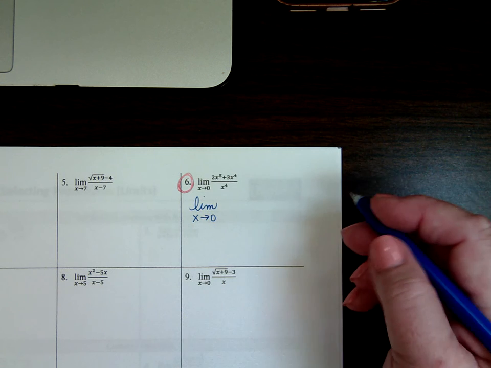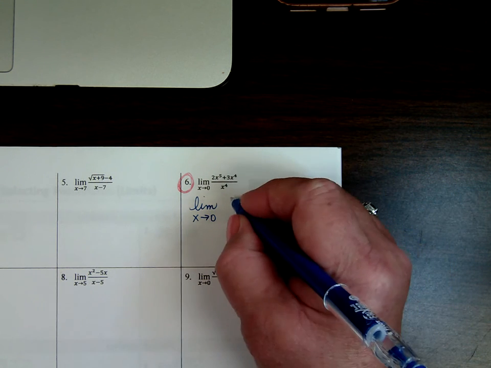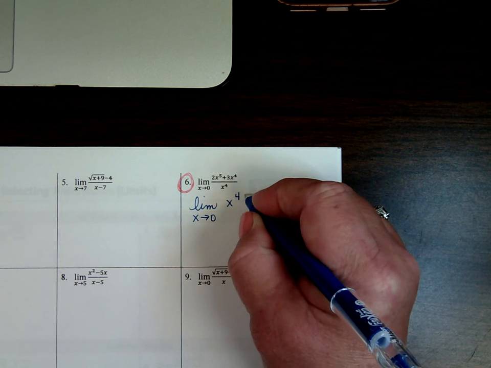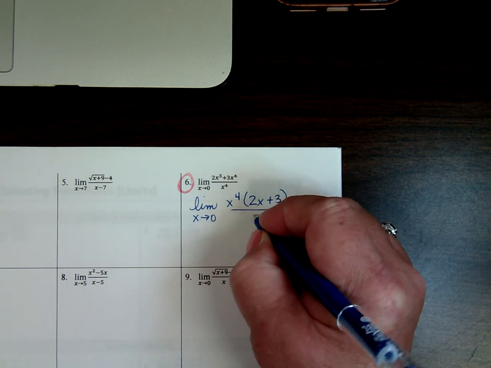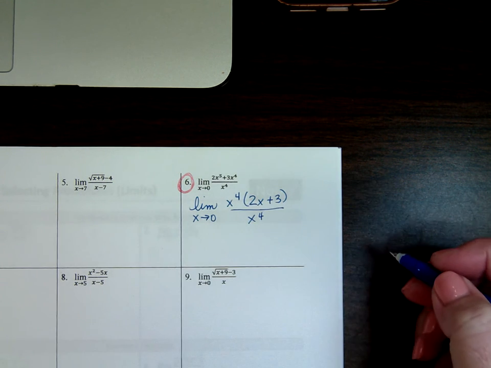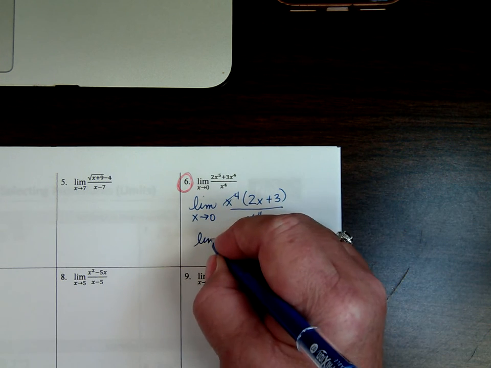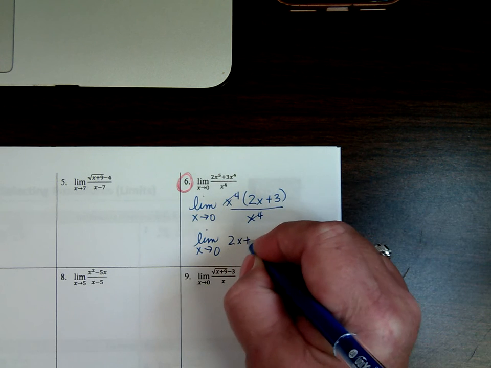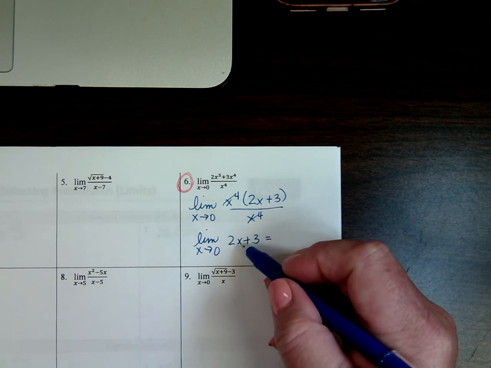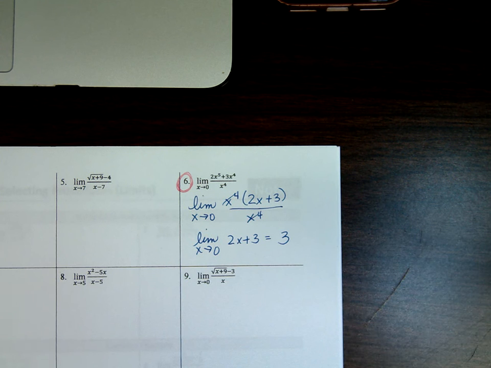You're allowed to take the lowest power that they have, so I can take out an x to the 4th. That makes me do a happy dance because I have an x to the 4th on the bottom that I can bang those two out of there. And now I'm really just looking at what's the limit as x approaches 0 of 2x plus 3. Plug it in, 0 in there. Direct substitution gives me an answer of 3. That one's an easy peasy one. I should have left that for you, right?